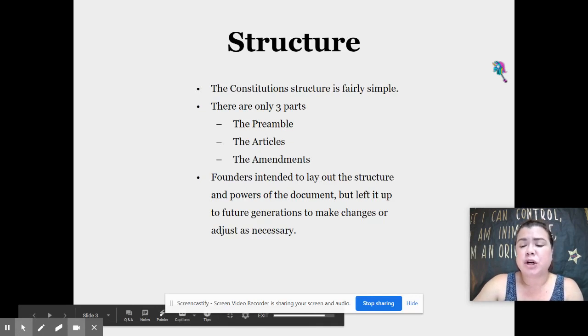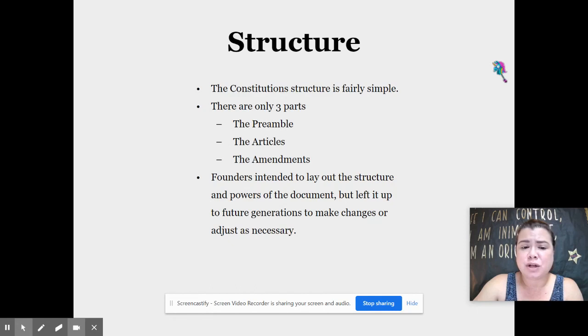All right, first we're going to go over the structure of the Constitution. It is a fairly simple structure with only three parts: the preamble, the articles, and the amendments. The founders intended to lay out the structure and the powers in the document, but they would leave room for interpretation and for changes and adjustments to be made as necessary as societal needs changed. So what we need now in 2020 is not necessarily what we needed then in 1786. Just think about how society has changed over that time and how many changes have been made to the Constitution since then, and we'll go over that as well.